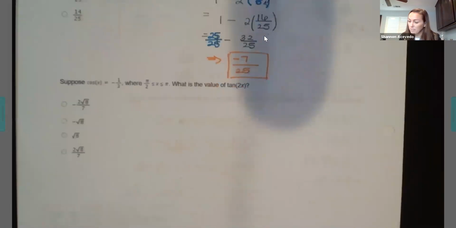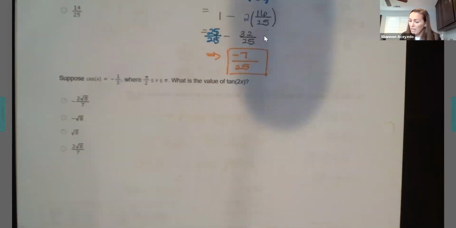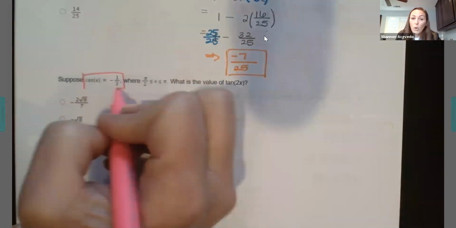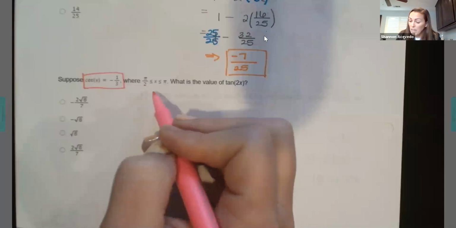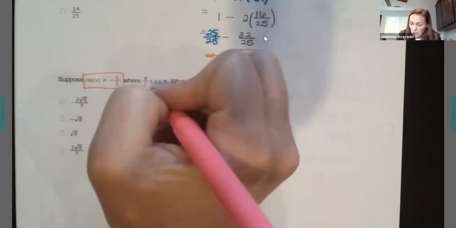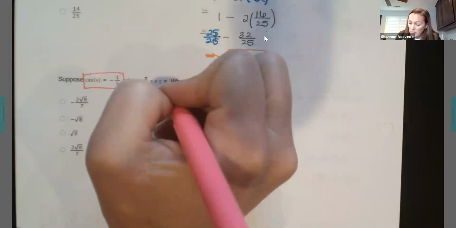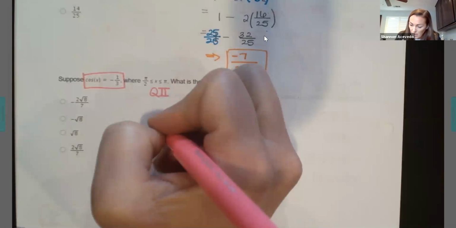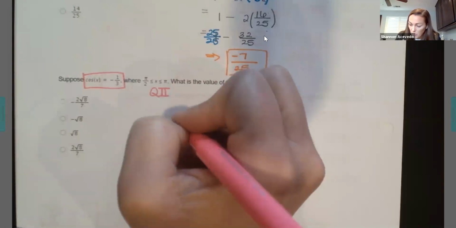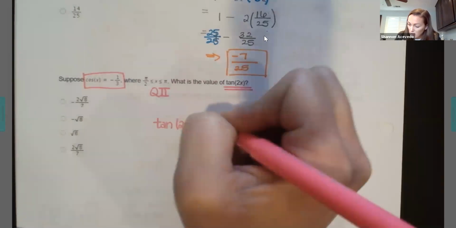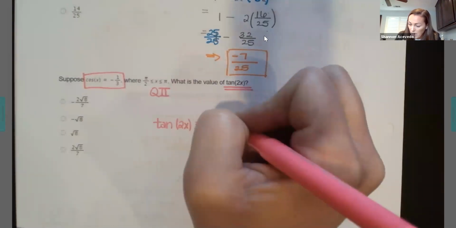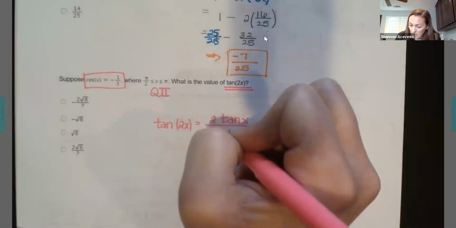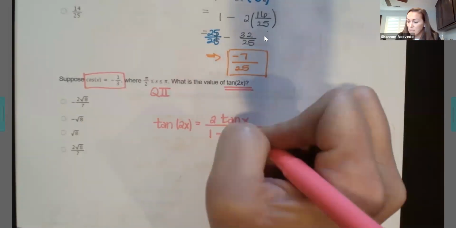And my last one. We're given cosine. We're going to be from pi over 2 to pi. That means we're going to be in quadrant 2. And we want tangent of 2x. So tangent of 2x is equal to 2 times tangent of x all over 1 minus tangent squared of x.